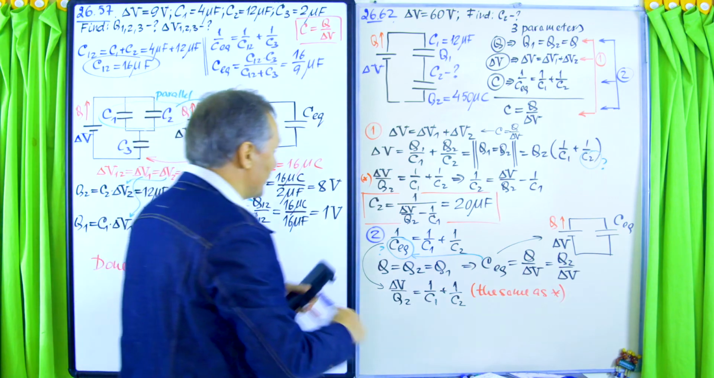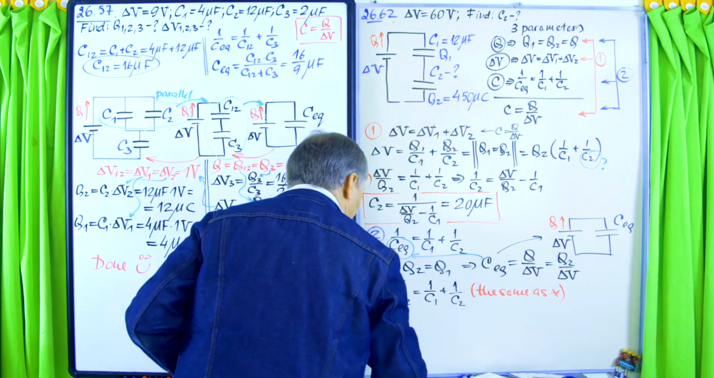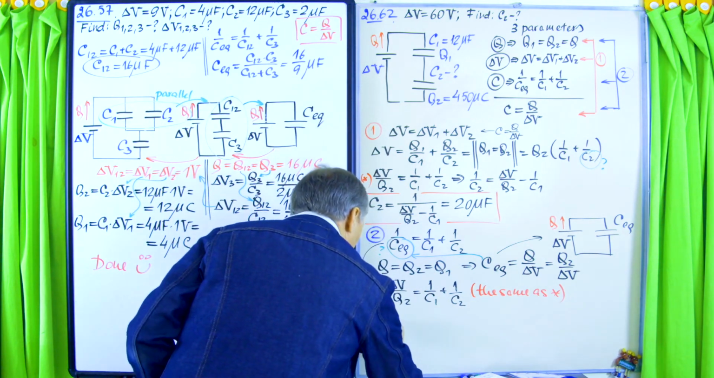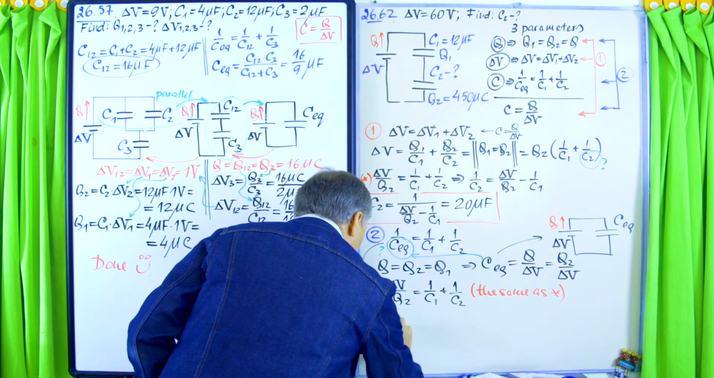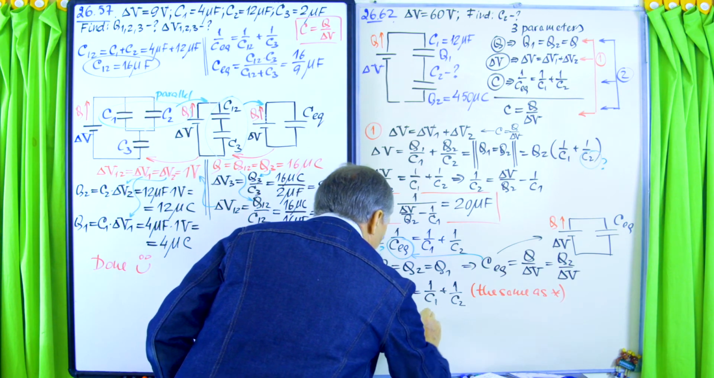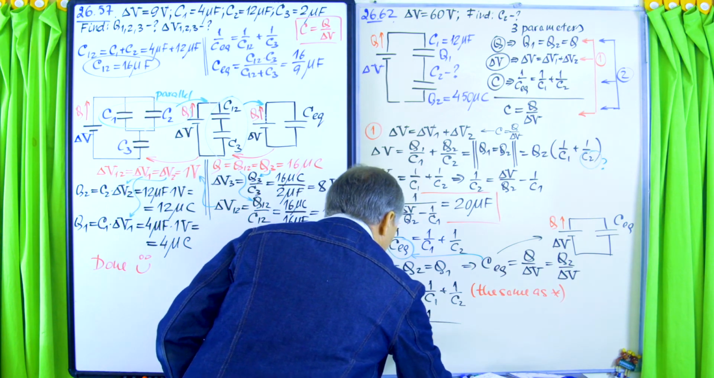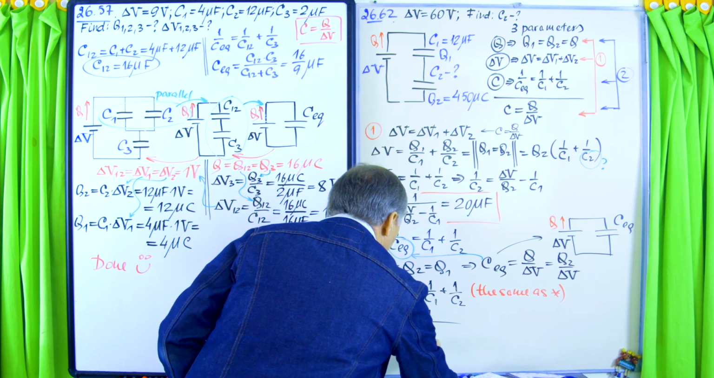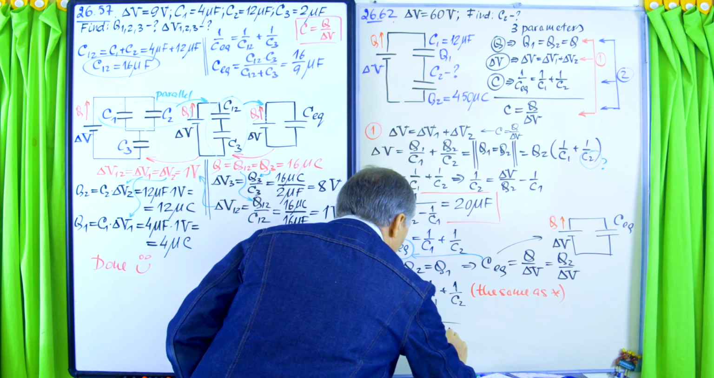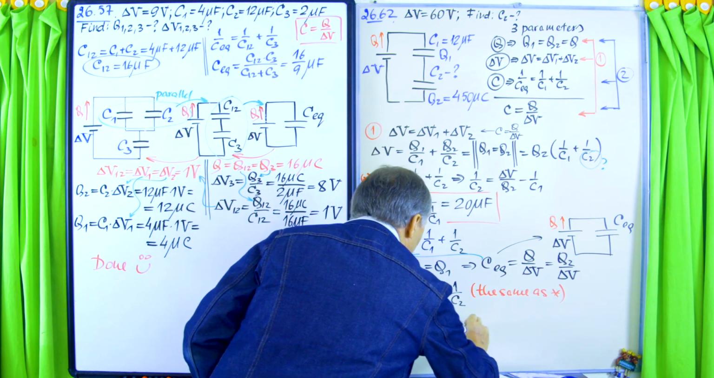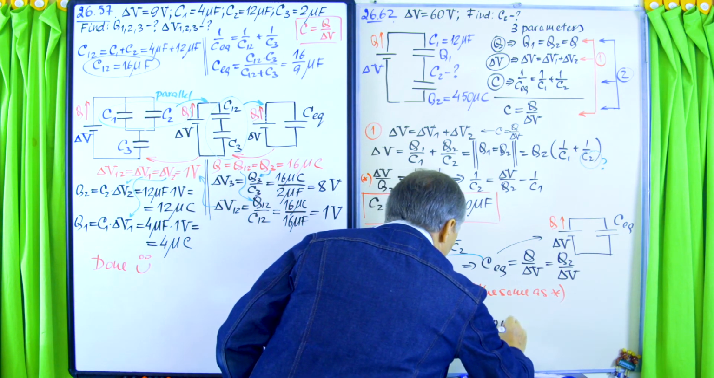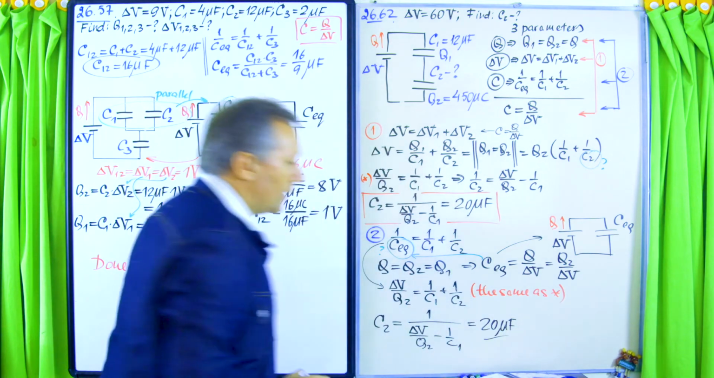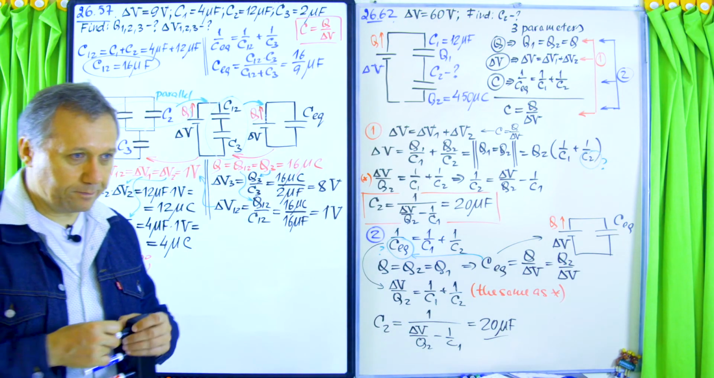Okay, so from here, of course, you can solve it for C2. I will just write down the expression immediately. So C2 will be equal to 1 divided by (delta V divided by Q2 minus 1 over C1). And that will be, of course, exactly the same, 20 microfarads.